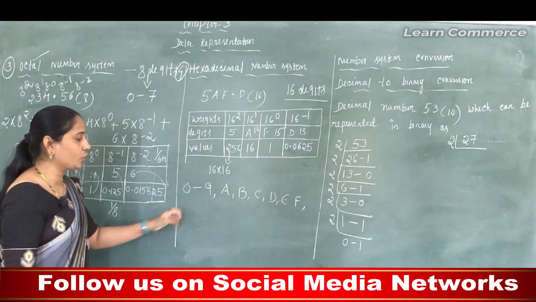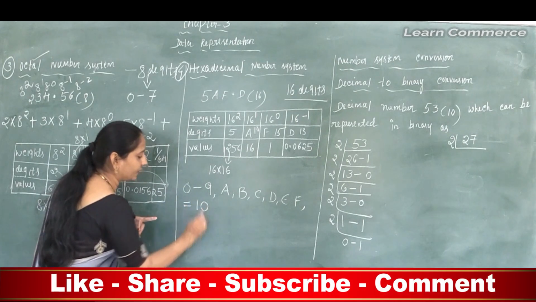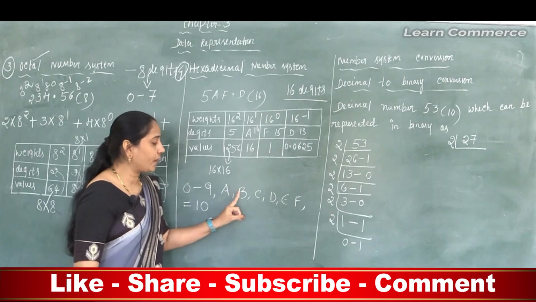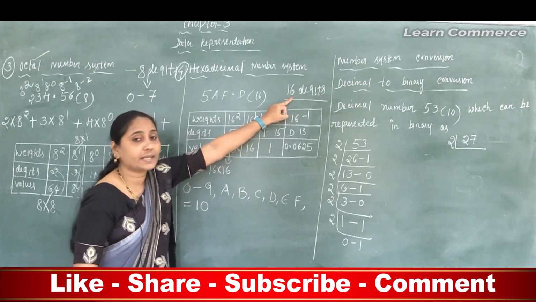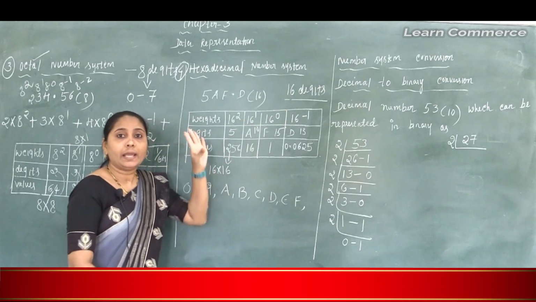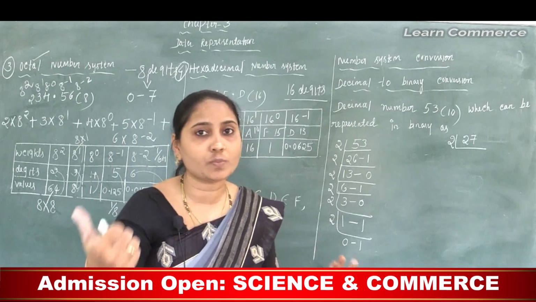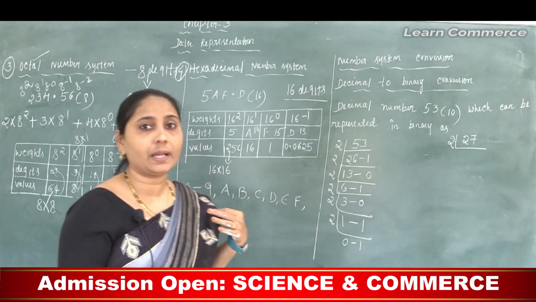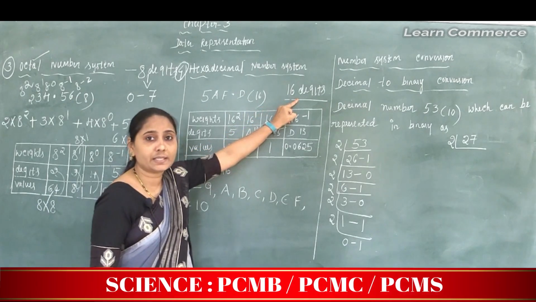So when you count 0 to 9, that is equal to 10. Here we get 10, correct? 10, 11, 12, 13, 14, 15, 16. So in total it contains 16 digits, 0 to 9, A, B, C, D, E, and F, maybe capital or small A, B, C, D, till F here. So in total it contains 16 digits here.